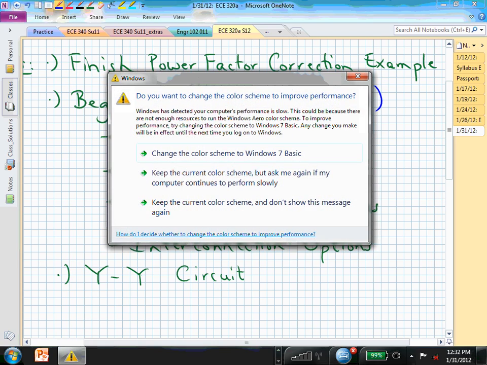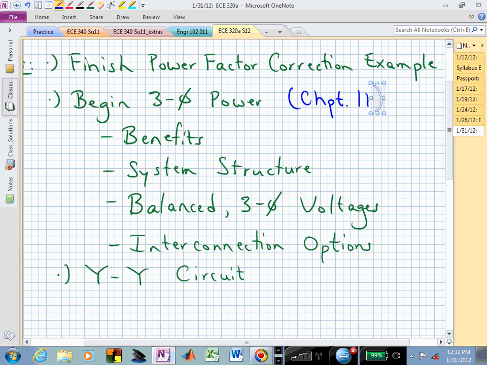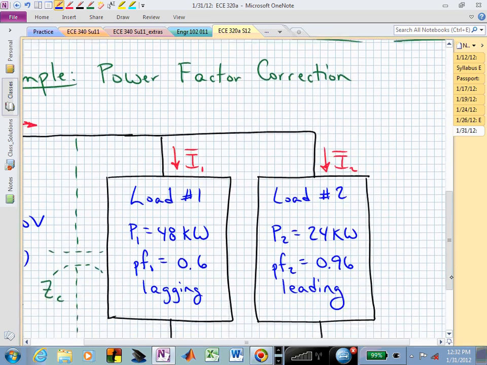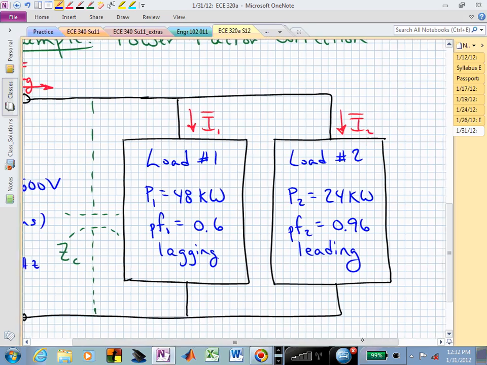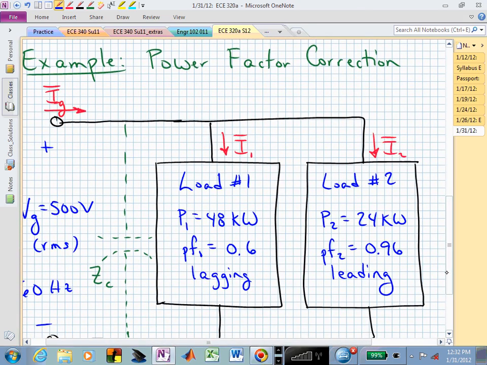And you need to be able to analyze and work these Y-Y configuration networks. That's one of the goals of chapter 11, and we'll talk more about that as we progress. Let's begin with the example from last time.